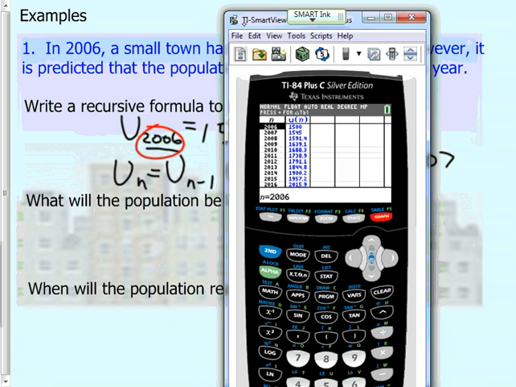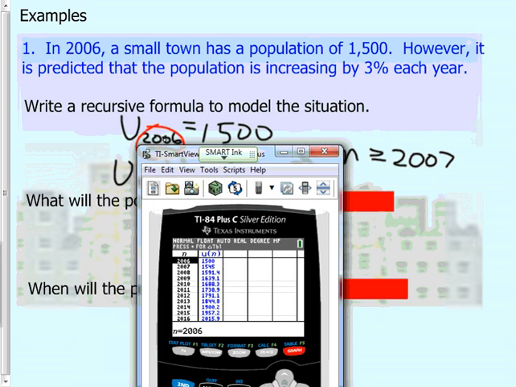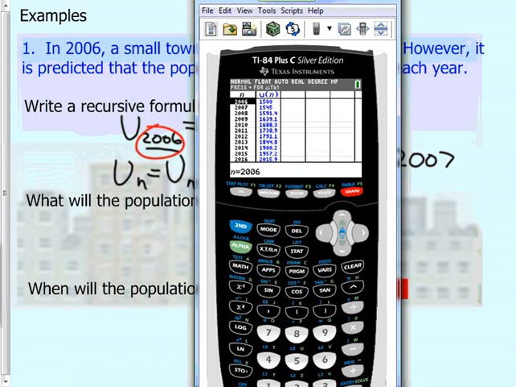So the question was, what will the population be in 2020? Well, I got it up to 2016, so I guess I got to hit the arrow down a bunch of times until I get to the year 2020. The only thing that was tricky about this one is that we changed the starting number to the year 2006. So there it is.